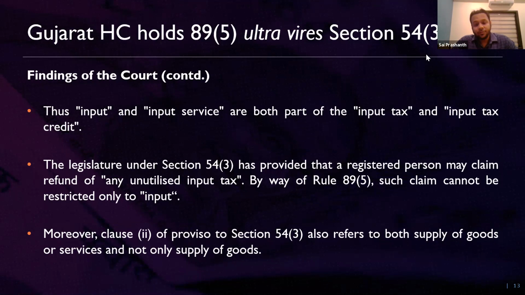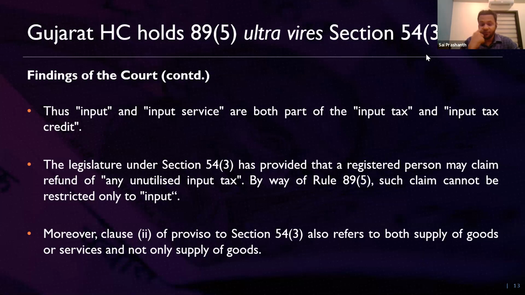Then they also said that the legislature under 54.3 has provided that a registered person may claim refund of any unutilized ITC. They don't have any stress on "any", but they just mention it to be a part of their judgment. By way of 89.5, such claim cannot be restricted only to input. Then lastly, they also say, moreover, clause 2 of the proviso to section 54.3 also refers to both supply of goods or services and not just goods. So relying on this portion, which is actually something which should not have been relied upon by the Gujarat High Court with all due respect, they relied on this to say, since clause 2 covers both goods as well as services, it should cover under its ambit both inputs as well as input services. And therefore, they said input tax credit cannot be restricted to inputs.